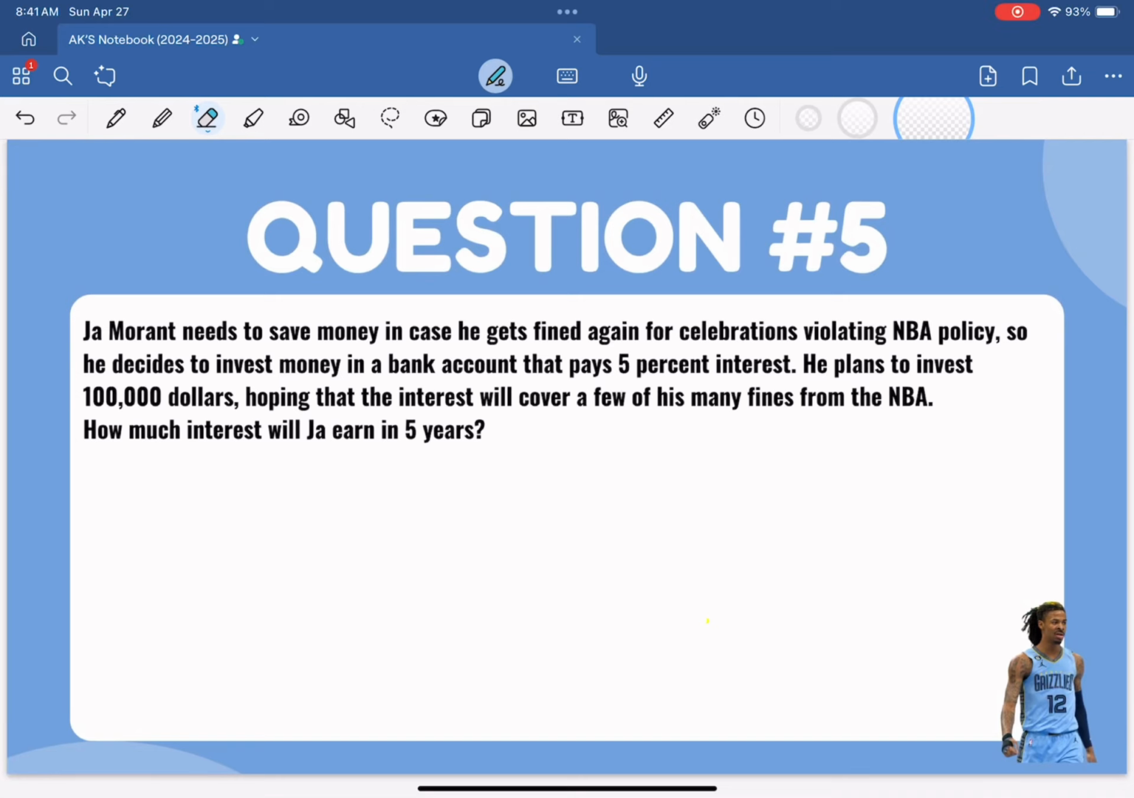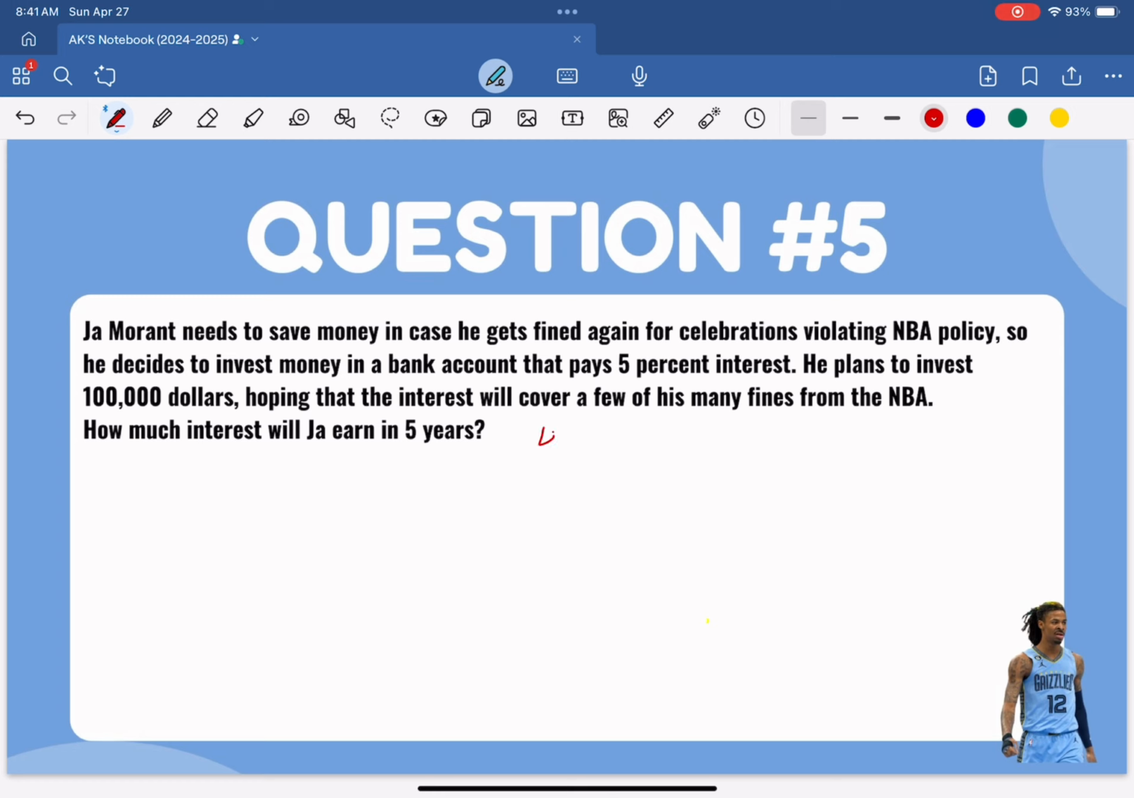Question 5. John Morant needs to save money in case he gets fined again for celebrations violating NBA policy, so he decides to invest money in a bank that pays 5% interest. He plans to invest $100,000, hoping that the interest will cover a few of his many fines from the NBA. How much interest will Ja earn in 5 years?